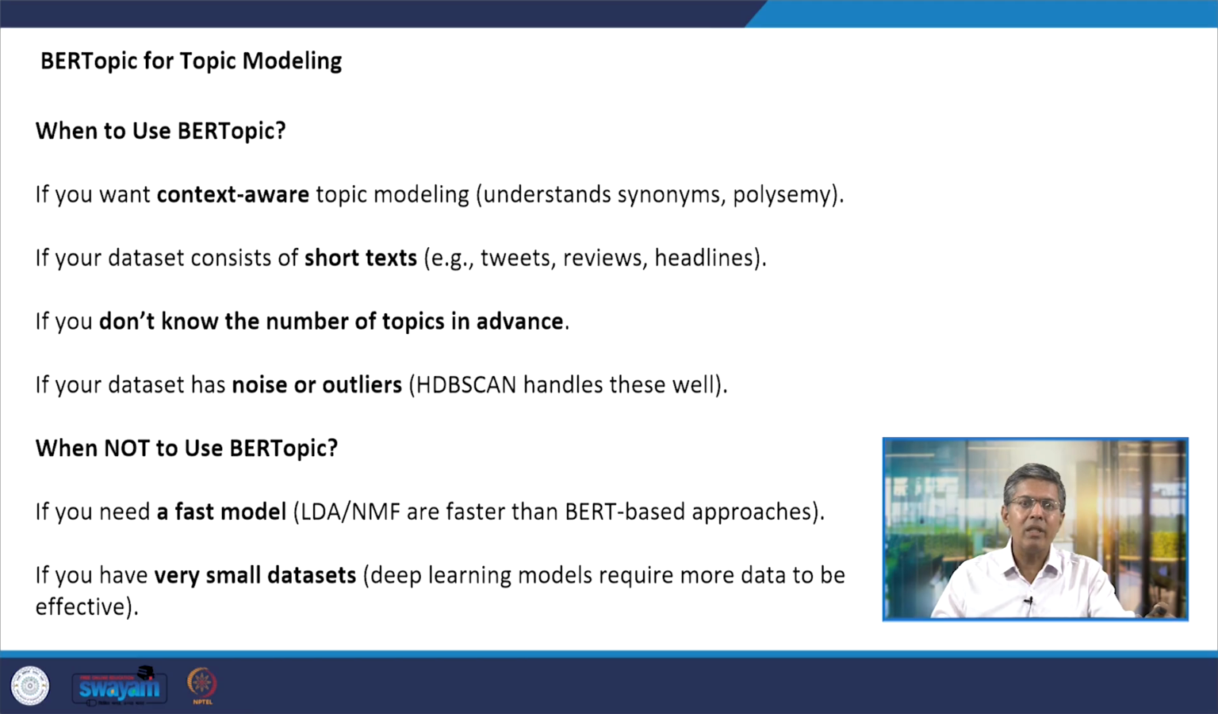If you do not know the number of topics in advance: in NMF you have to give the number of topics in advance, here you do not require that. And if your data set has noise or outliers which LDA or NMF would not be able to handle, this is handled in BERTopic with HDBSCAN, right. And when should you not use BERTopic? If you need a fast model, LDA and NMF are faster, obviously, because the computational mechanism in BERT is so heavy that it would be a slow process, right. And if you have very small data sets, deep learning models require more data to be effective, so extremely small data sets again might be a challenge.